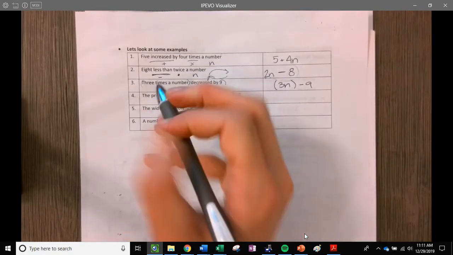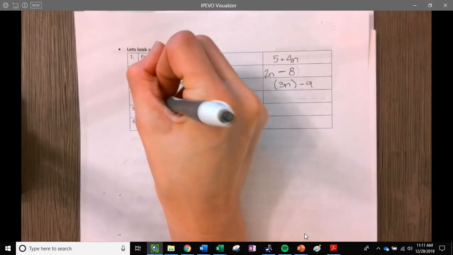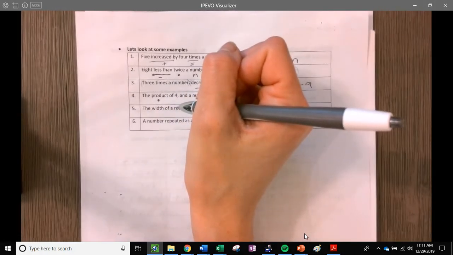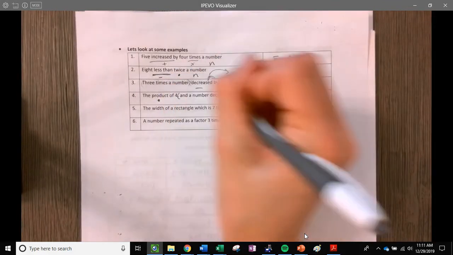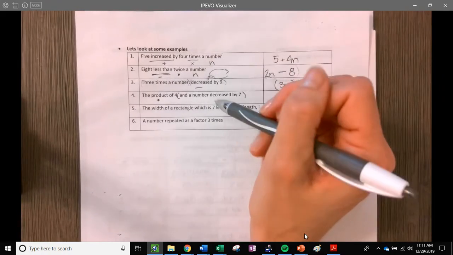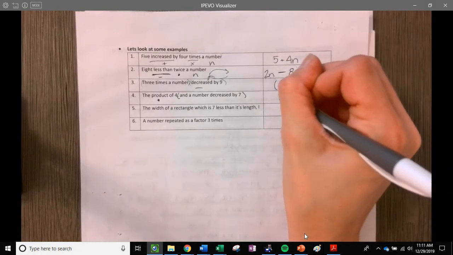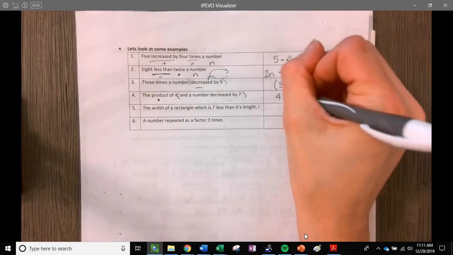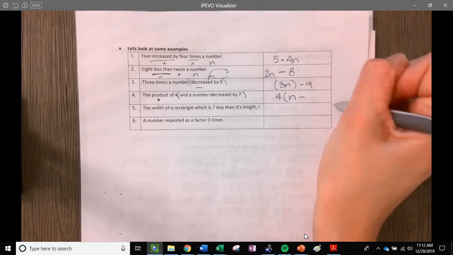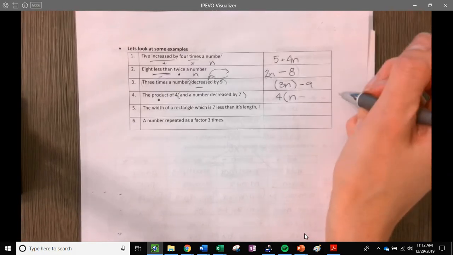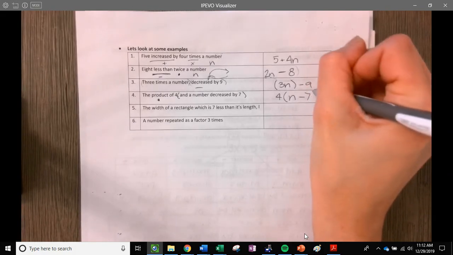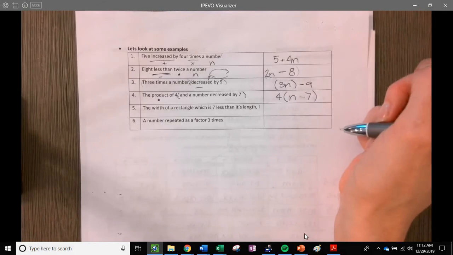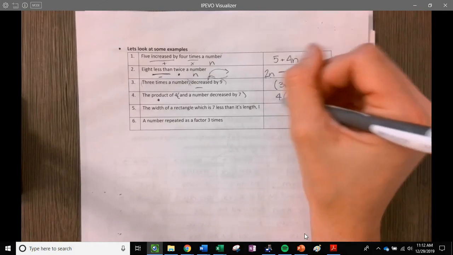The product of 4, so multiplying, okay? And then we are grouping what comes after, a number decreased by 7. So we are multiplying 4 times whatever's left in this group, a number, which is my variable, decreased by, subtraction, 7. Okay. 4 times n minus 7.